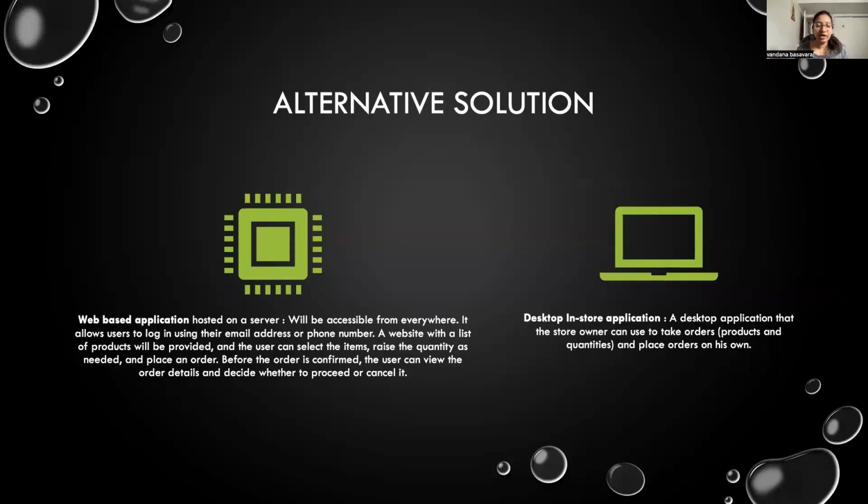We have a web-based application hosted on a server, which will be accessible from everywhere. It allows users to log in using their email address or phone number. The web page should list all the products provided, and the user can select products and add the quantity they want before placing the order. Once the order is confirmed or placed, they should be able to view the order details.